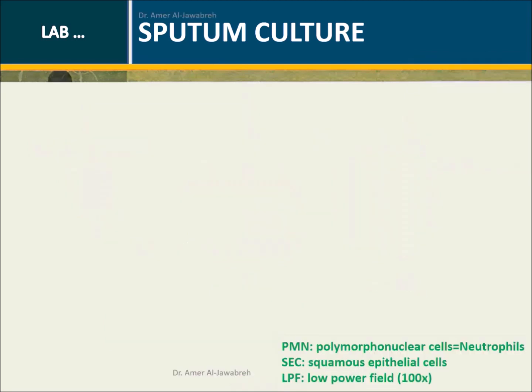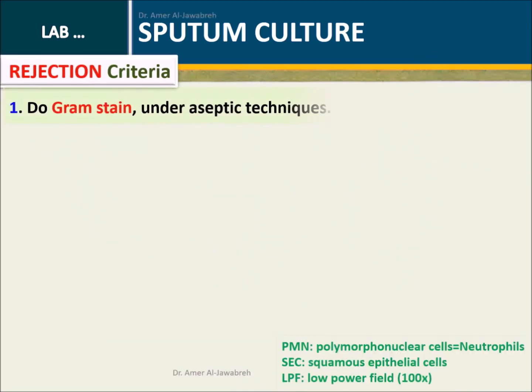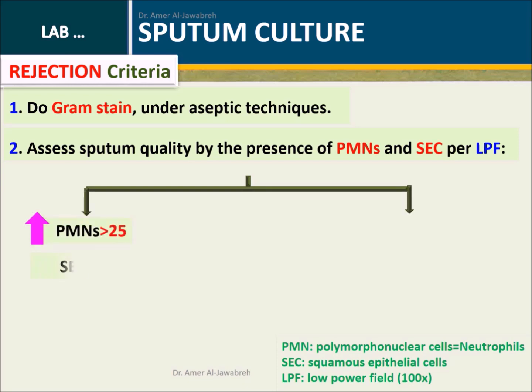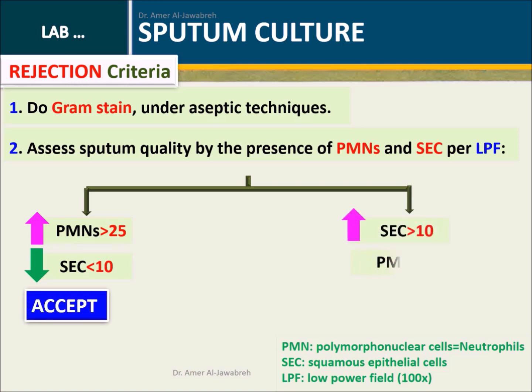Rejection criteria. First, do Gram stain under aseptic techniques. Second, assess sputum quality by the presence of PMNs and SECs per LPF. If PMNs are greater than 25 and SECs less than 10, then accept. But if SECs are greater than 10 and PMNs less than 25, then reject.